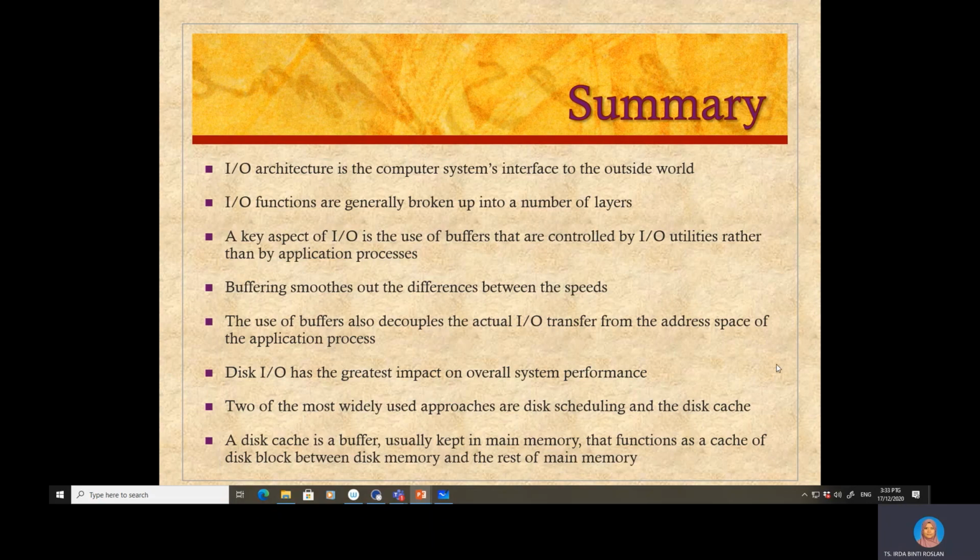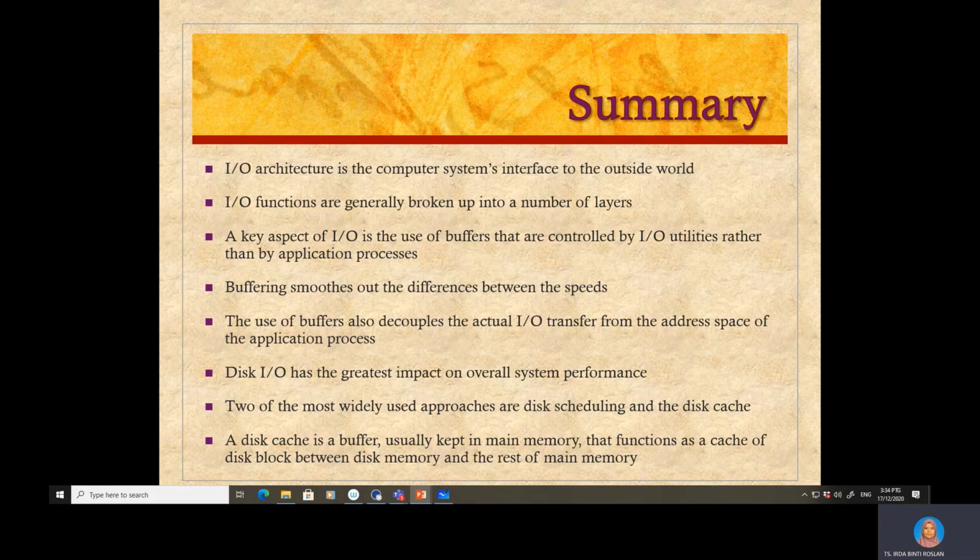And we have come to the summary. I/O architecture is the computer system's interface to the outside world. I/O functions are generally broken up into a number of layers, and a key aspect of I/O is the use of buffers that are controlled by I/O utilities rather than by application processes. Buffering smooths out the differences between the speeds.